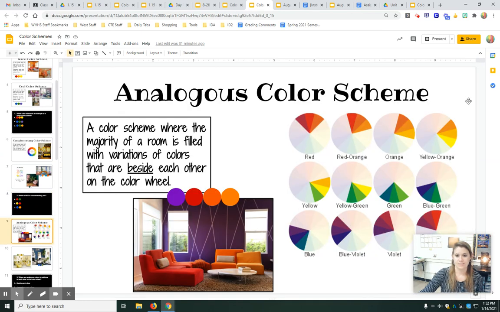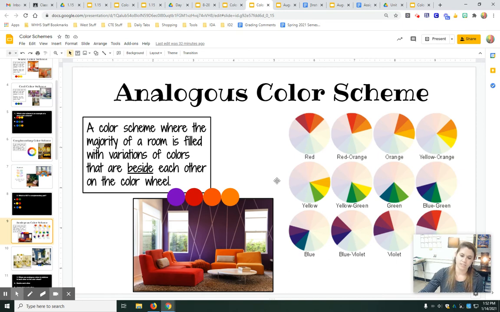An analogous color scheme. Please say that out loud or silently, but move your mouth to say it. Analogous. Please say that correctly in class. People say it wrong all the time. Analogous color schemes are a color scheme where the majority of the room is filled with variations of colors that are beside each other on the color wheel. So again, if we draw out the wheel, that would be colors that are like neighbors. They're right beside each other on the wheel.